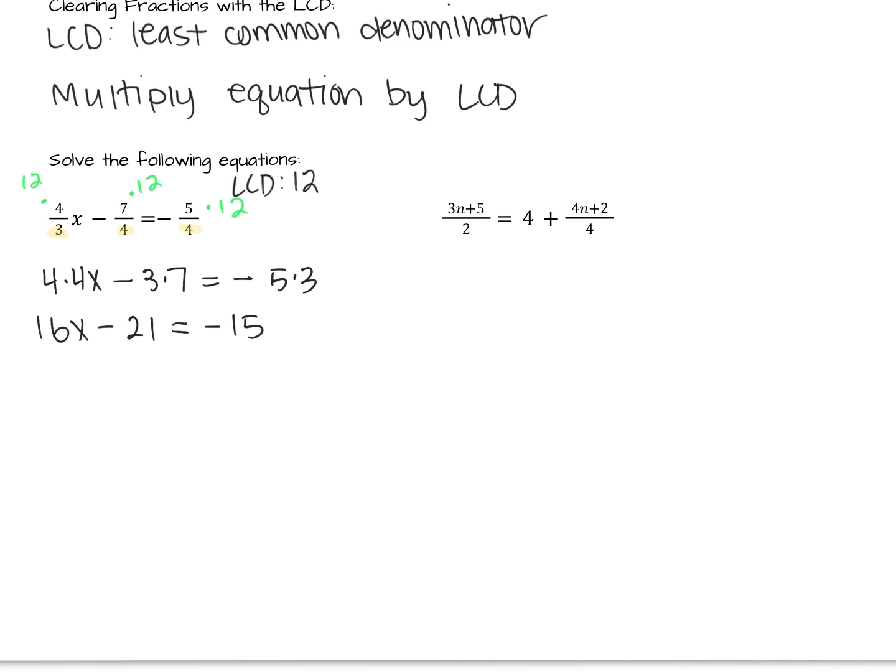Now I can use the addition and multiplication equalities to solve. So I'm going to add 21 to both sides. So I get 16x equals 5. Then I divide both sides by 16. And I'm going to get x equals 5/16.